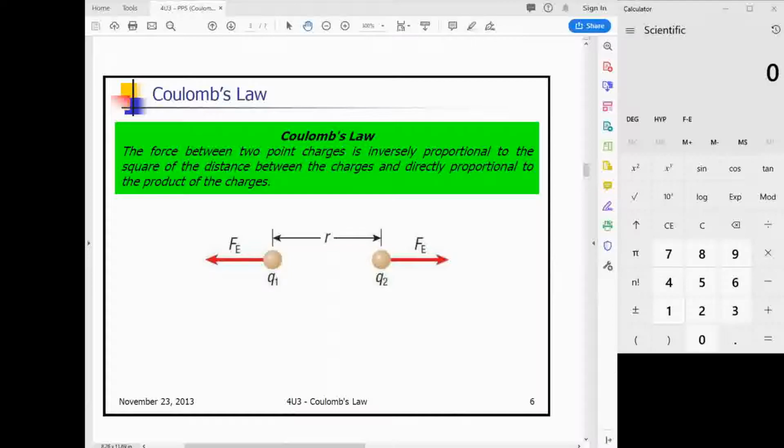Now you'll notice this sounds very similar to how we define gravitational force. With gravitational force, the force between two gravitational sources is inversely proportional to the square of the distance between them and directly proportional to the product of their masses. In the case of electrostatic forces, the force between the 2 point charges is inversely proportional to the square of the distance and directly proportional to the product of the charges rather than the product of the masses.